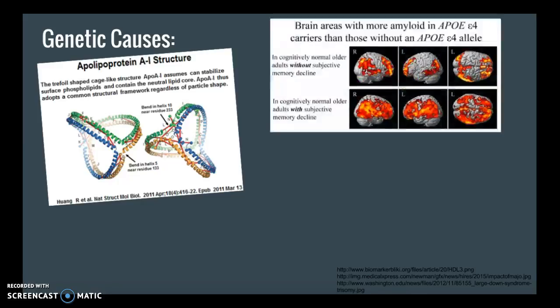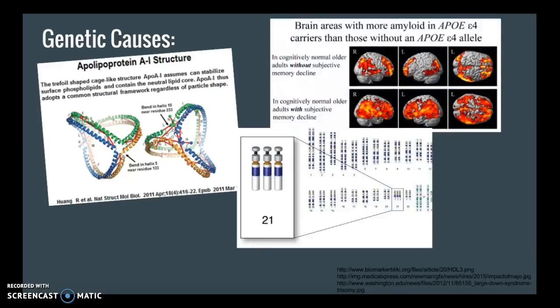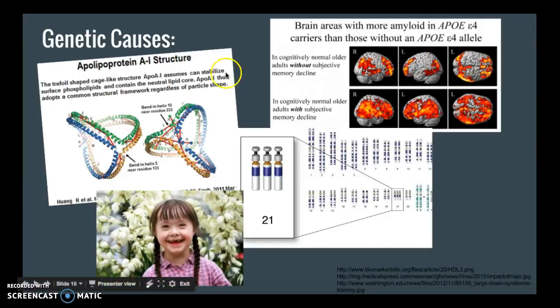Furthermore, scientists have discovered a correlation with chromosome 21 and the amyloid gene. In the picture here on the bottom left is a girl with Down syndrome. Many people with Down syndrome develop Alzheimer's disease. This may be due to an extra copy of chromosome 21. Chromosome 21 contains amyloid, a gene that is directly linked to Alzheimer's disease. Scientists are meticulously researching the correlation between chromosome 21 and the amyloid gene.